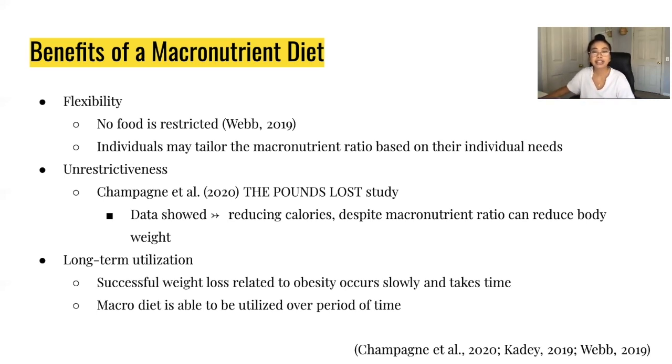And the third and final benefit of the macronutrient diet is its long-term utilization. So successful weight loss related to obesity often occurs over a long time frame, and it usually occurs very slowly. So with many diets, it's highly unfeasible for an individual to maintain that diet for such a long period of time. But with the macronutrient diet, this is no longer an issue. The macronutrient diet has the ability to be utilized over a long period of time and is extremely beneficial as a potential weight loss treatment for obesity.